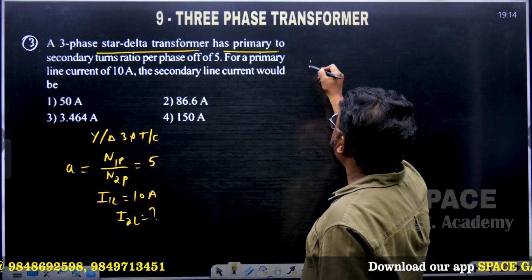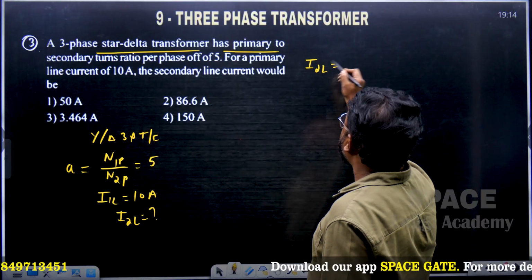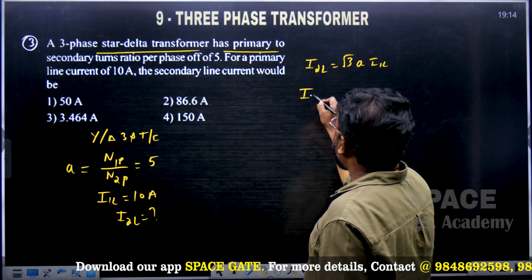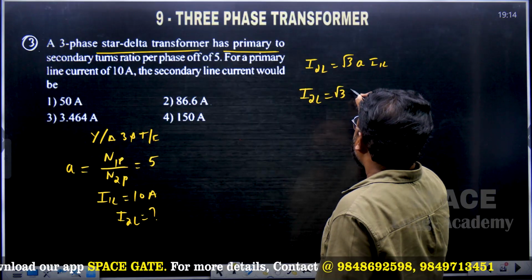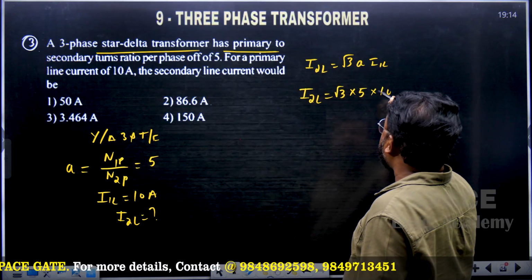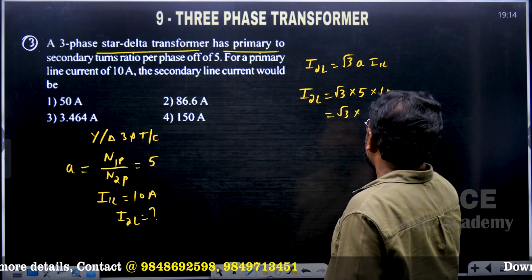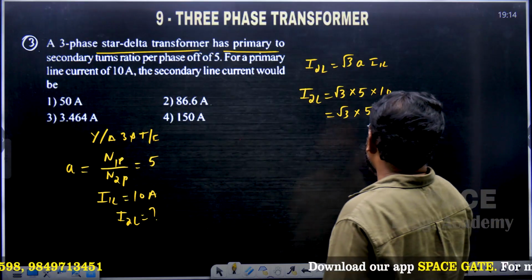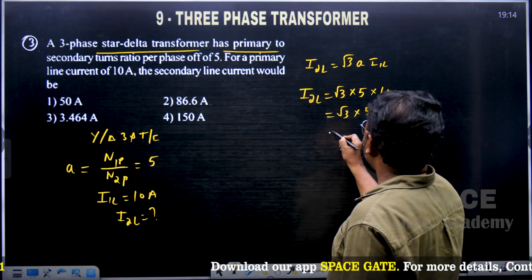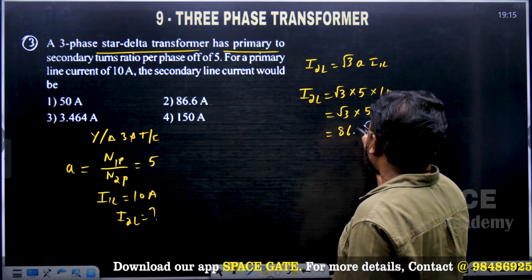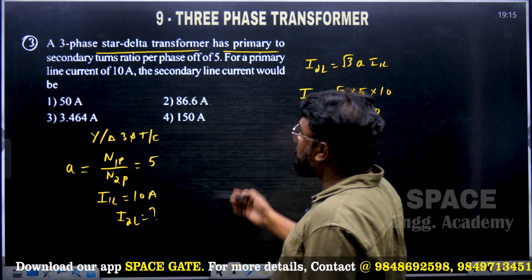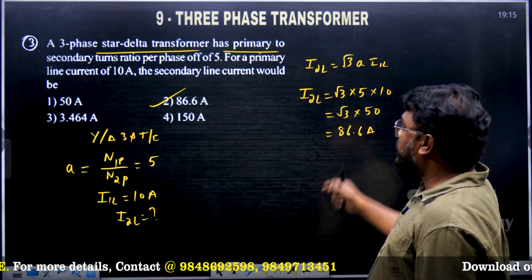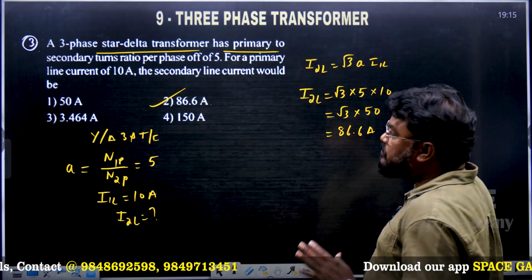So in a star delta 3-phase transformer, I2L is equal to root 3 times A times I1L. So I2L is equal to root 3 into 5 multiplied by 10, and it is equal to root 3 multiplied by 50. Now what answer do we get? Multiplying root 3 by 50 gives 86.6 amps. So 86.6 amps is the right answer for this question.